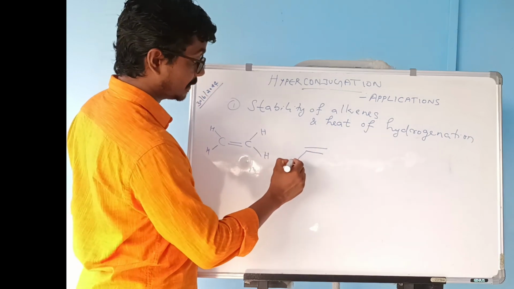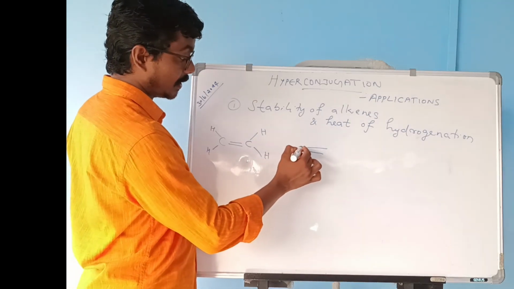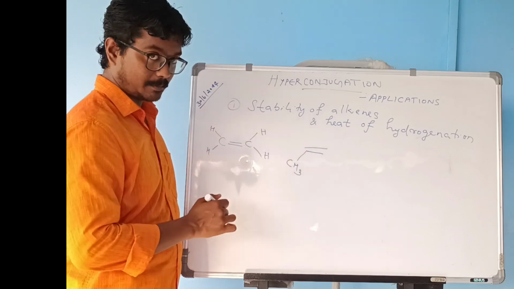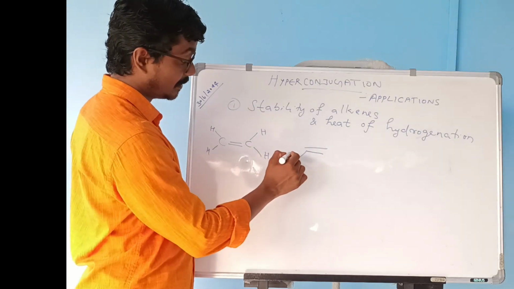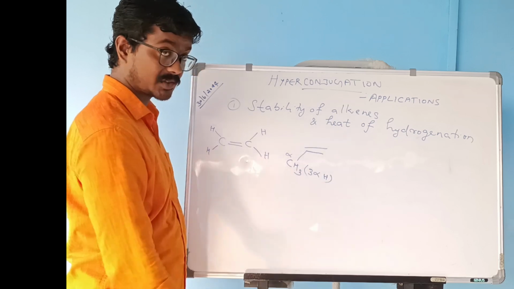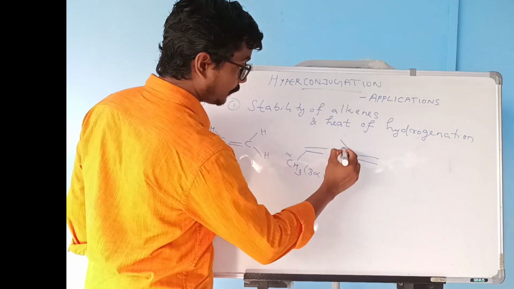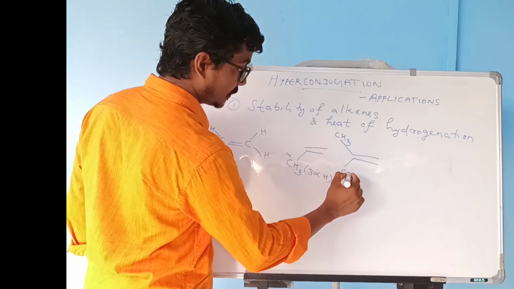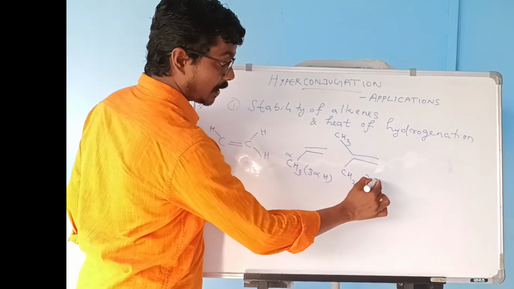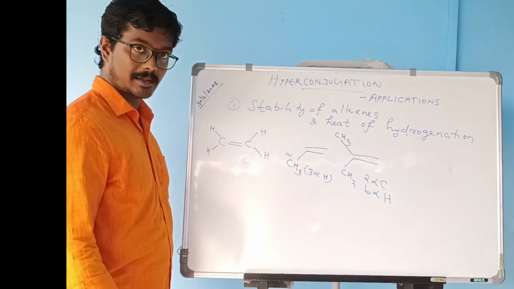Similarly, I will represent this, which is also an ethene, right? We can simply represent it like this. So, an alpha carbon is there, and 3 alpha hydrogens are there in this structure. In this case, CH3, CH3: 2 alpha carbons and 6 alpha hydrogens are there, right?